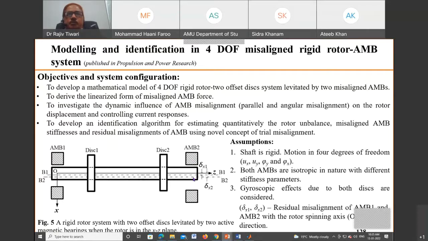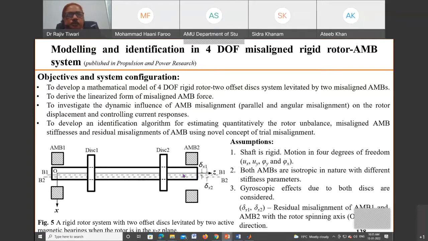And once it is misaligned, the magnetic flux between the gap of the shaft and the AMB will have a non-uniform distribution, and then it will start giving some additional force and moments. So to detect how much misalignment is there, we developed a method using this 4 degree of freedom misalignment rigid rotor case.